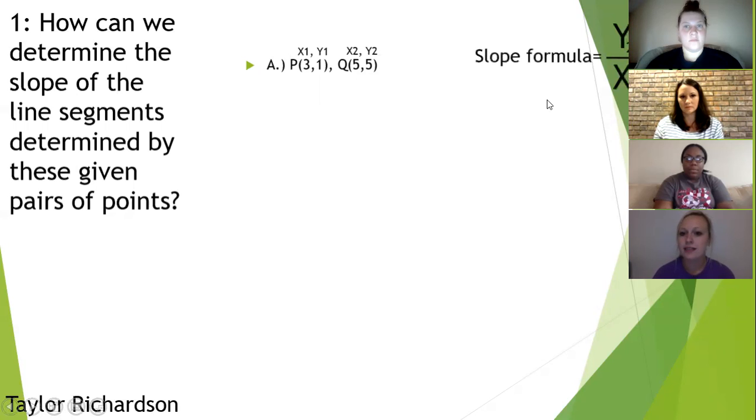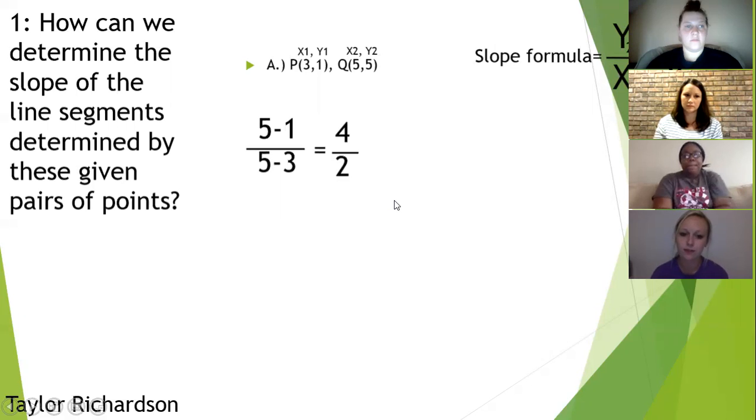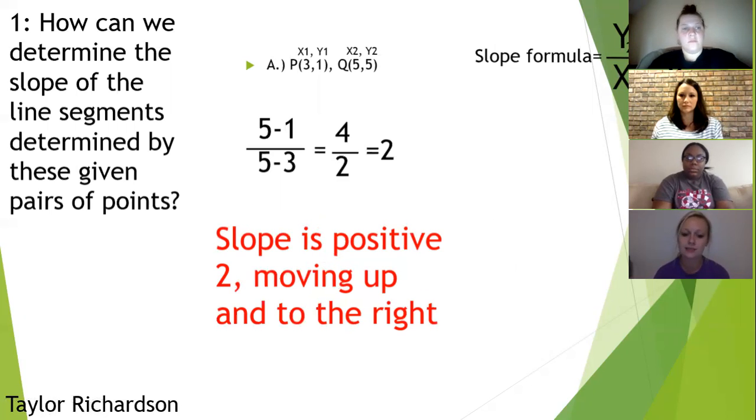Here's our formula. It is y2 minus y1 over x2 minus x1. And now we're going to plug in our points into our formula. So we have y2 minus y1 is 5 minus 1, and x2 minus x1, which is 5 minus 3. Simplifying this, we have 5 minus 1 is 4, and 5 minus 3 is 2, so we get 4 over 2. And then 4 over 2 can be simplified into 2. So that means that the slope of these 2 points is 2, or 2 over 1. That means that our line is moving up the graph 2 points and over to the right 1 point.